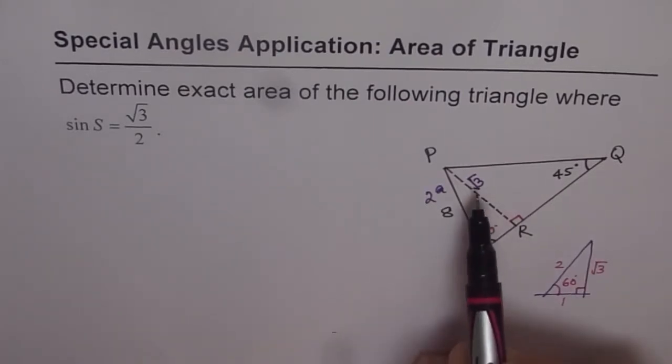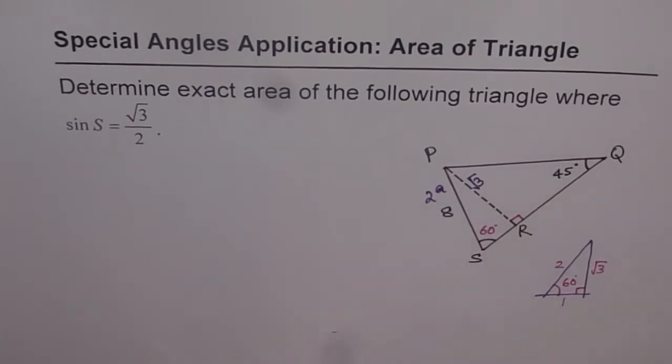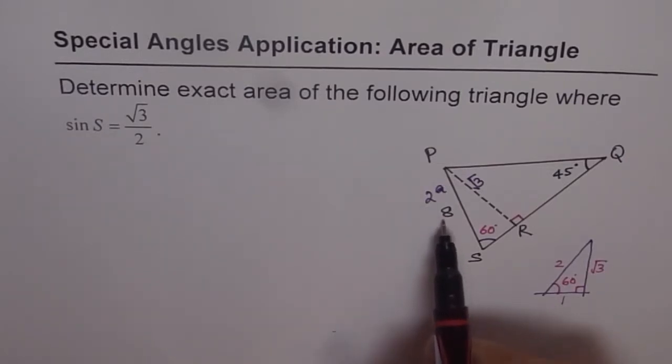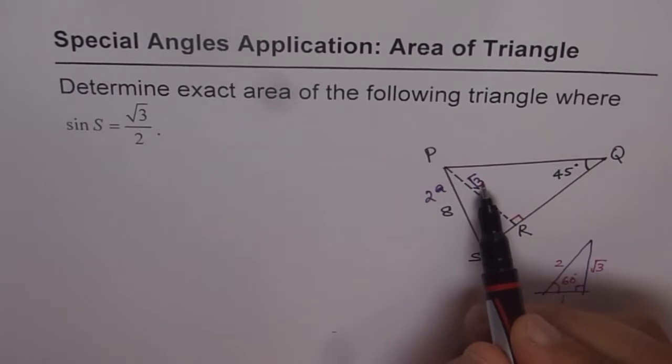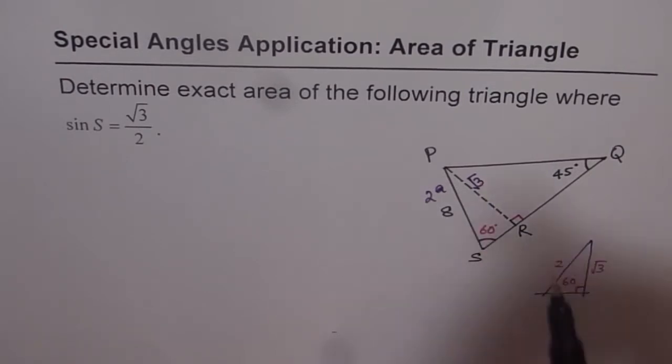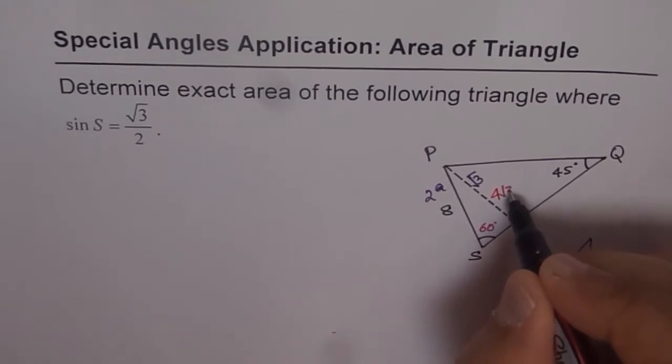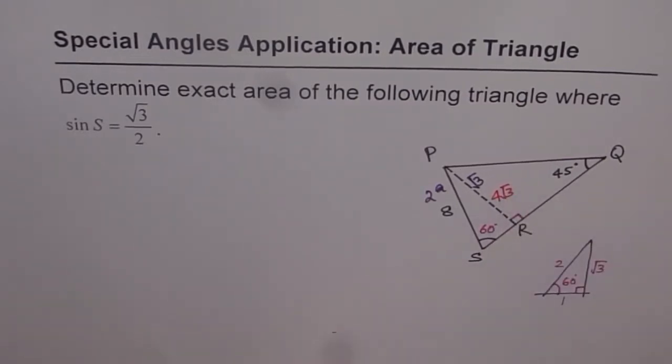Now we know these sides are in this ratio. Since these two are similar triangles, we can always say that the given side is 8, which is 4 times 2. Do you see that? It is 4 times 2. So this side should be 4 times square root 3, right? So PR should be equal to 4 times square root 3. I hope you're getting the concept.